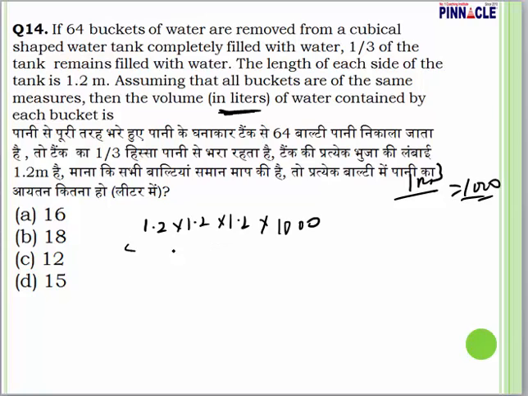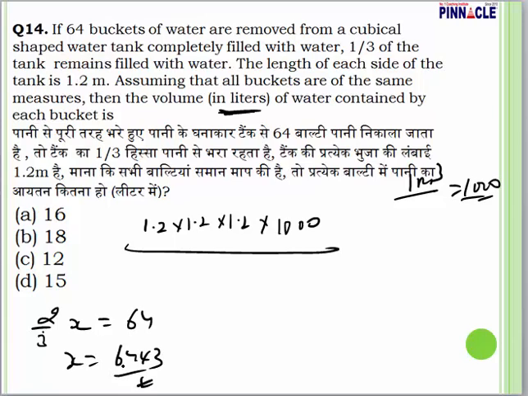Now, 64 buckets of water are removed, which is equal to 2 by 3 of the volume, because 1 by 3 of the water is left. So 2 by 3 of the water has been removed, which is equal to 64 buckets. So x would be equal to 64 into 3 by 2, that is 96, the total number of buckets.